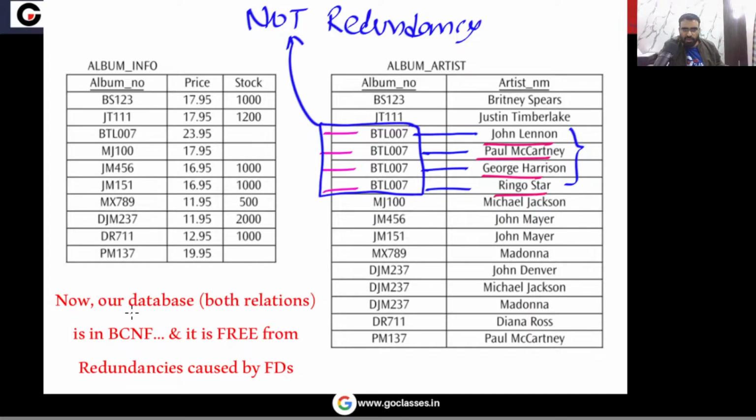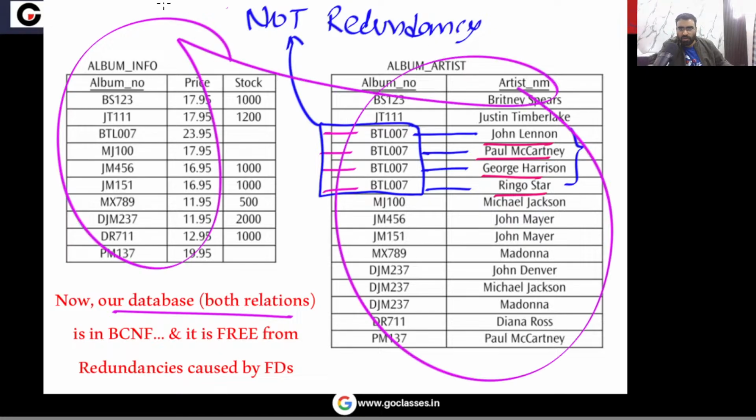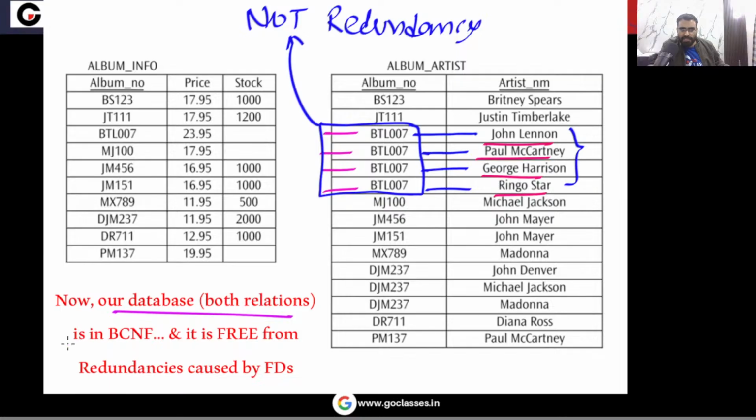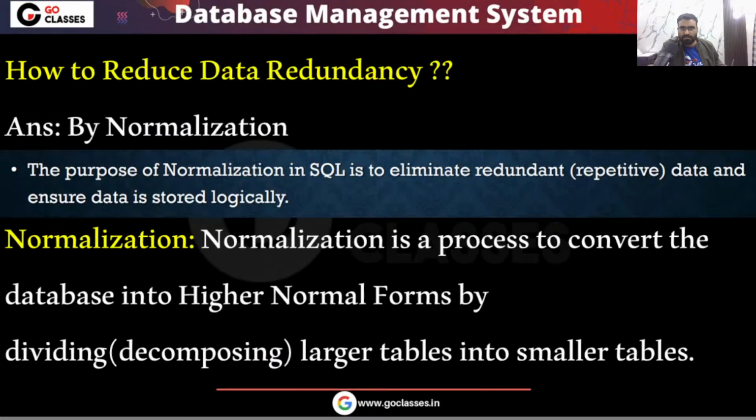Now let me tell you, at this moment our database means both the tables. When I say database, it means all the tables. Now you can see at this moment our tables are in BCNF, and because our tables are in BCNF, they are free from redundancy caused by functional dependencies. So this is the idea. I hope you understood the definition of normalization.